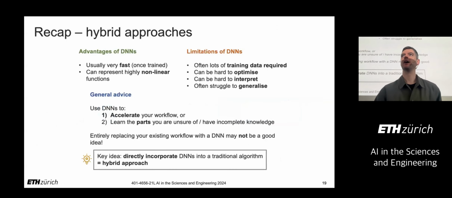So why are we doing this? Why are hybrid approaches useful? Well, deep neural networks certainly have their advantages, but they also have some big disadvantages. For example, they need a lot of training data, they're hard to optimize, etc. So this is the key idea of these hybrid approaches: why don't we directly incorporate a neural network or some learnable component into our algorithms, just to either accelerate the workflow, or to learn the parts of the algorithm that we don't understand, or maybe allow us to learn incomplete physics that we haven't put into the program.